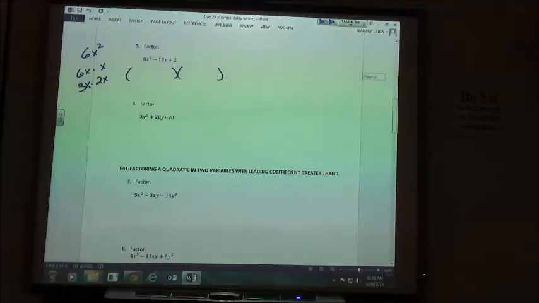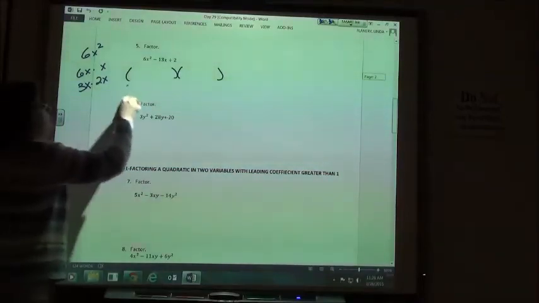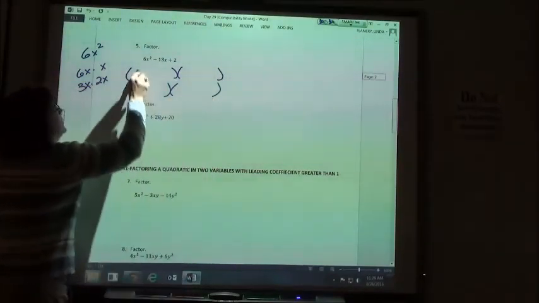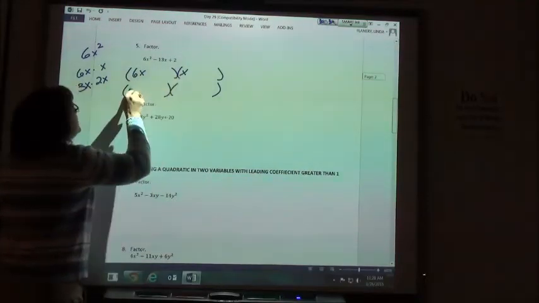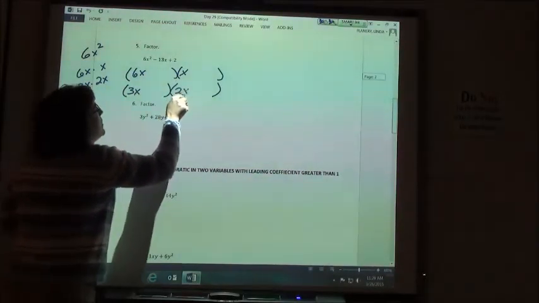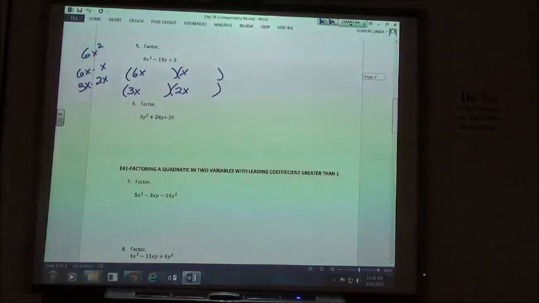You really don't know what pair it is. A lot of times I'll just put both of them down. Is it 6x times x or is it 3x times 2x? I don't know. I just have to guess and check. The more you do it, the easier it gets.